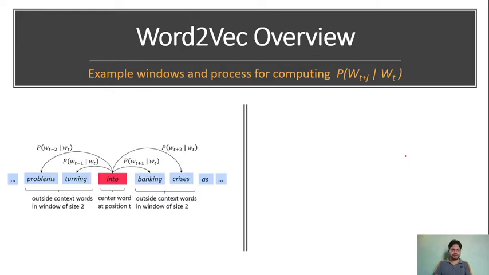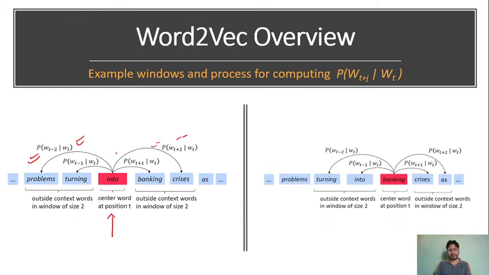So how exactly will it work? First it will try to generate the center word where the context words are given to you. So you have these context words, this and this, and you want to generate the center word. In the next iteration, you will move forward. Now you are trying to generate banking. So instead of into, the center word will be banking, and you have context words turning, into, crisis and as. In that way you will iterate over the entire data set, right?